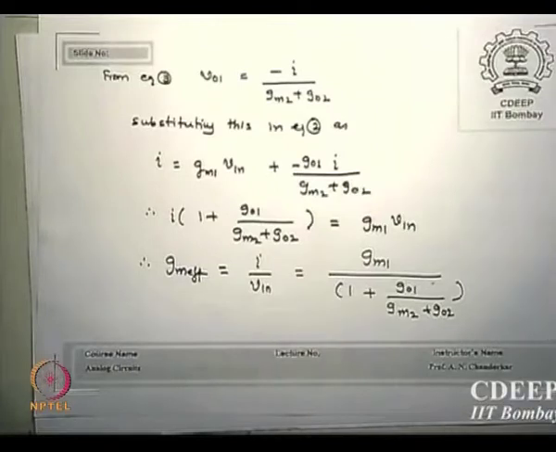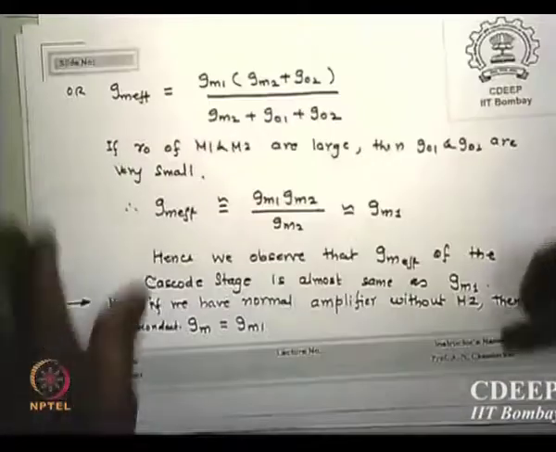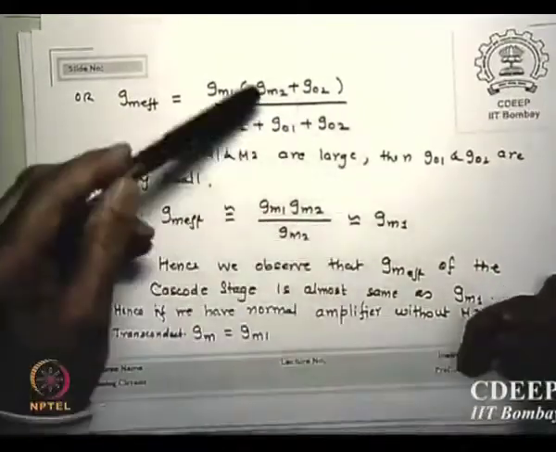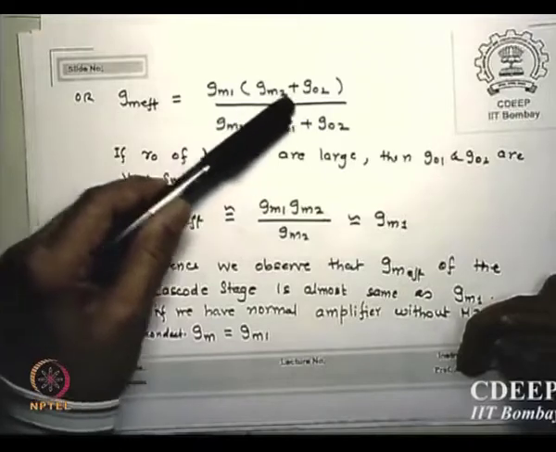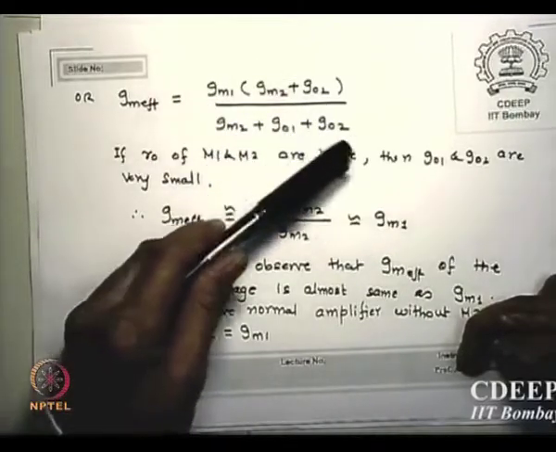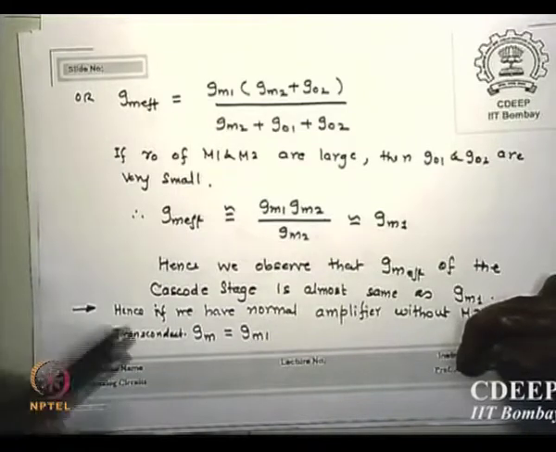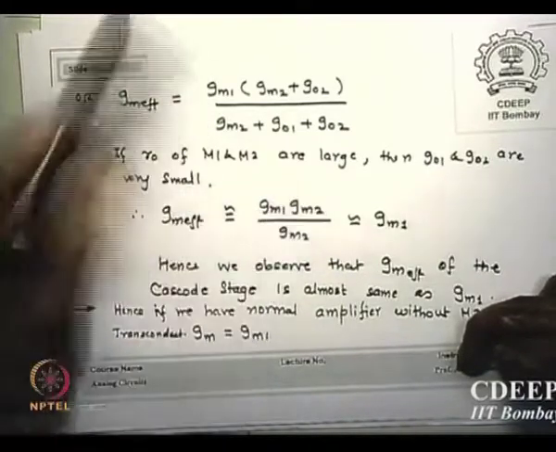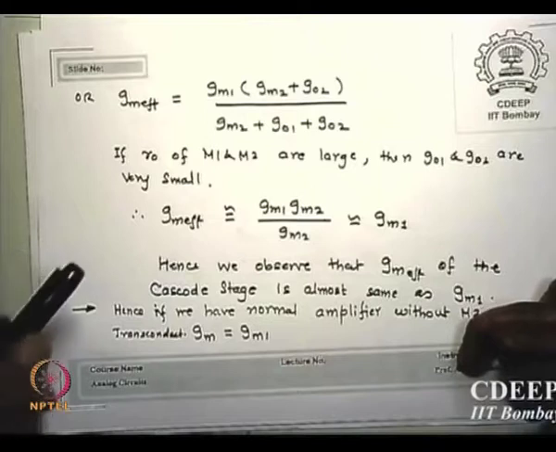Now I want to see all these values which I put. If I do a little extension of this, I can bring this denominator back to the numerator. So GM effective is GM1 into GM2 plus GO2 upon GM2 plus GO1 plus GO2. Just remove that one part and just put the denominator of this.